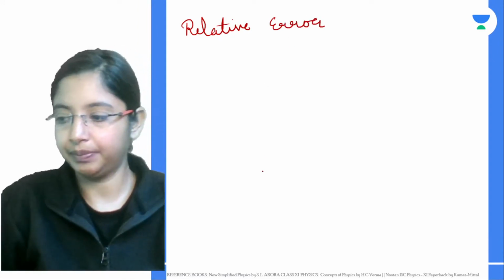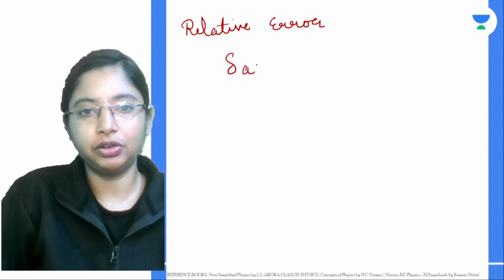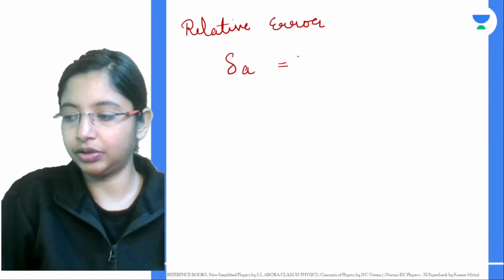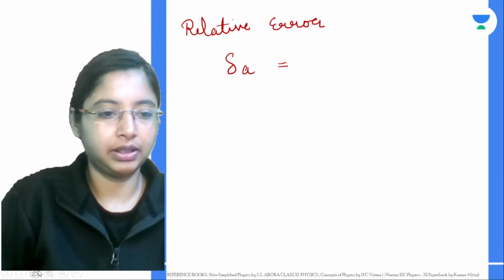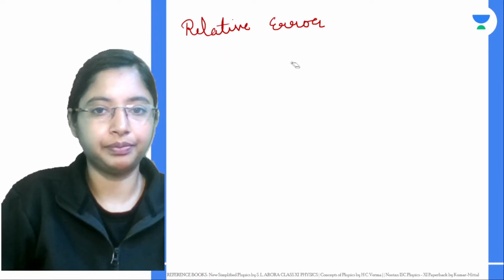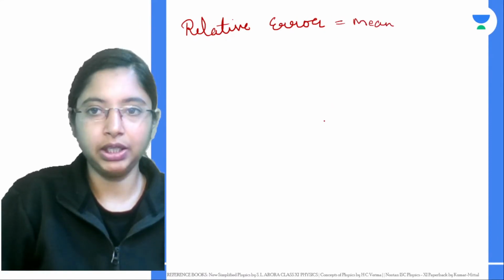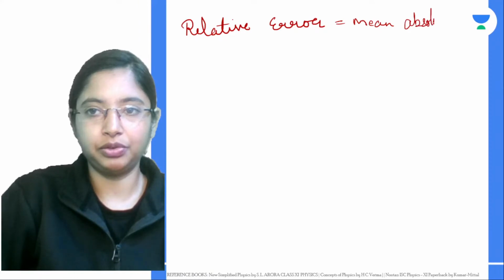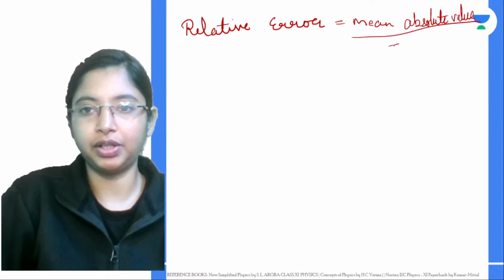Relative error is very simple. You get relative error by this sigma symbol. Whenever you're talking about a relative error, what you're actually taking is the mean absolute value. Relative error is given by the mean absolute value divided by the true value or actual value of the quantity.